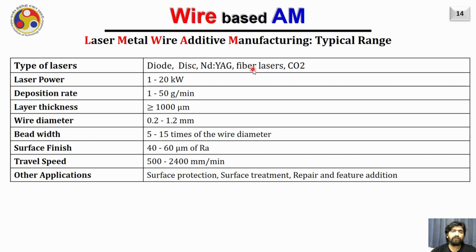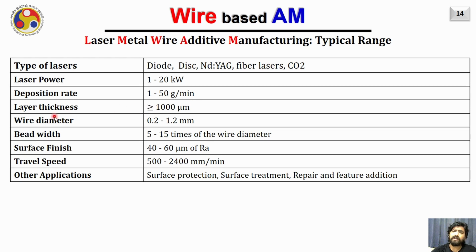However, the power of the laser should be very high, as we are creating a melt pool in a very local area of a bulk material or substrate. Also, there are issues associated with the reflectivity of the laser. Therefore, high power is typically required in such systems. A typical range of laser power varies from 1 kilowatt to 20 kilowatt. The deposition rate at which we deposit material onto the substrate or pre-built layer typically varies from 1 to 50 gram per minute.